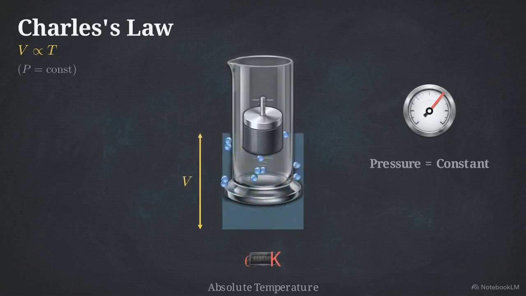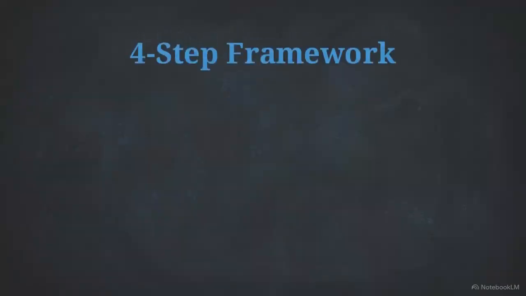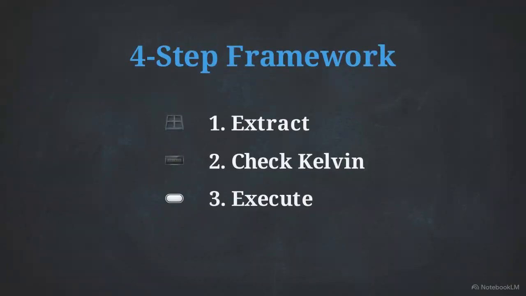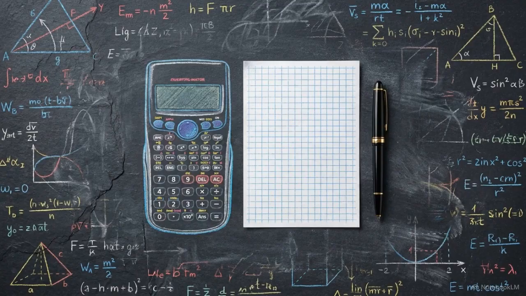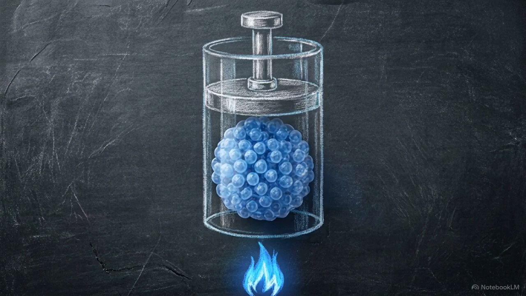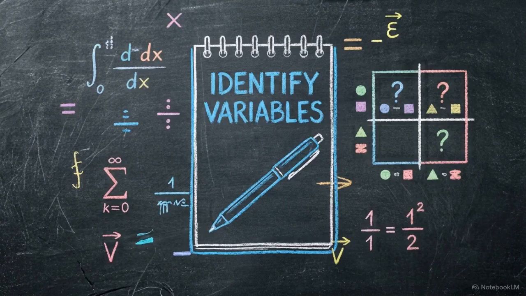I'm going to walk you through a clear 4-step framework that will help you solve any Charles's law word problem flawlessly. To follow along, you'll need to grab a calculator, a pen, and some paper. Once you learn this process, you are gaining the ability to accurately calculate and predict exactly how a gas will behave under thermal stress. Step 1 is extracting your data.